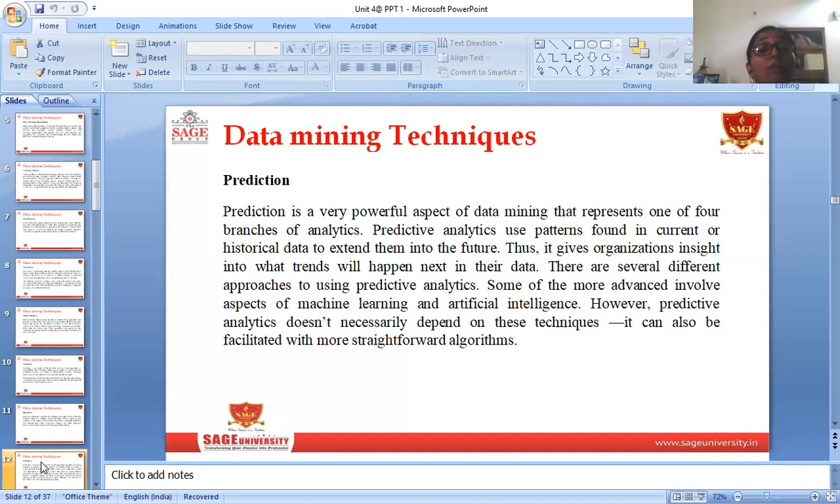There are several different approaches to using predictive analytics. Some of the more advanced involve aspects of machine learning and artificial intelligence. However, predictive analytics does not necessarily depend on these techniques. It can also be facilitated with more straightforward algorithms.